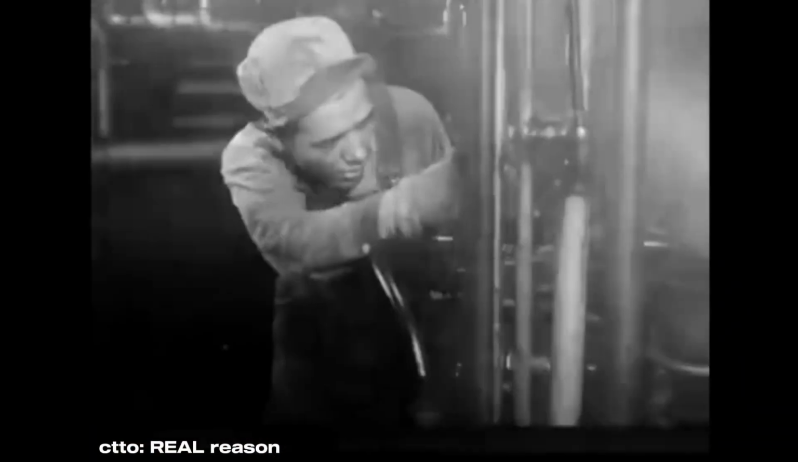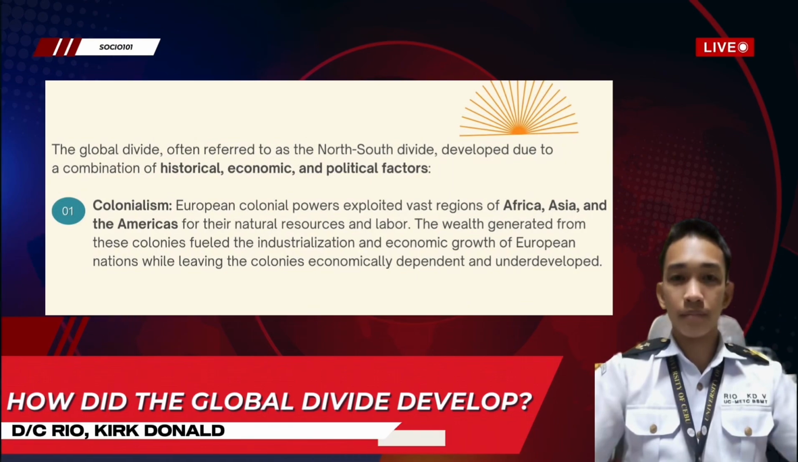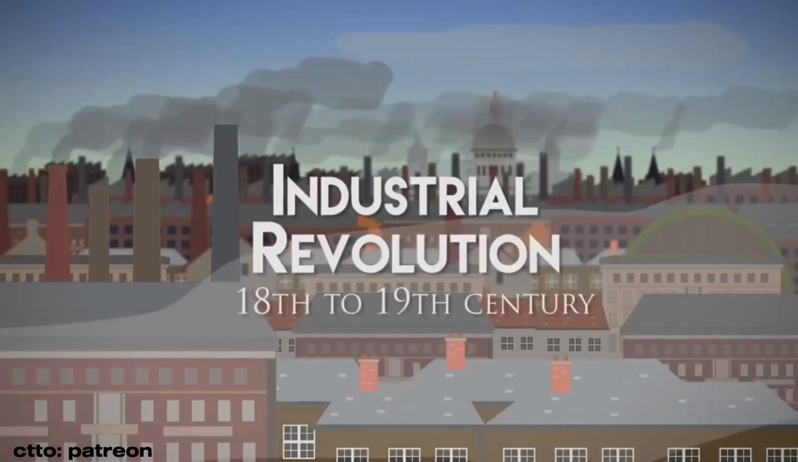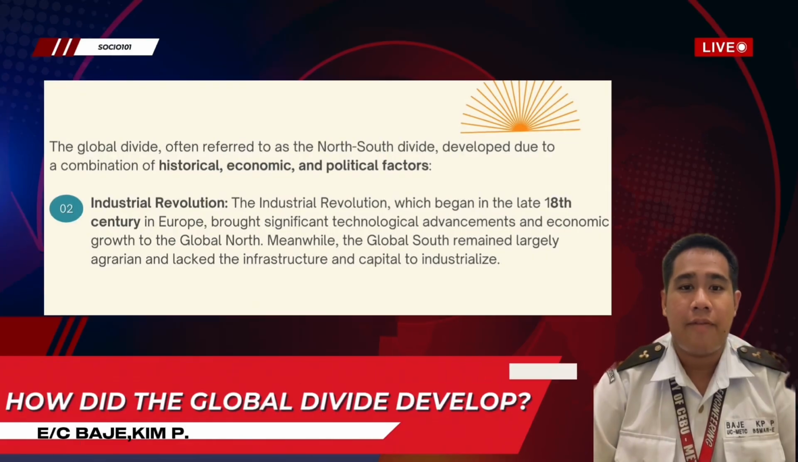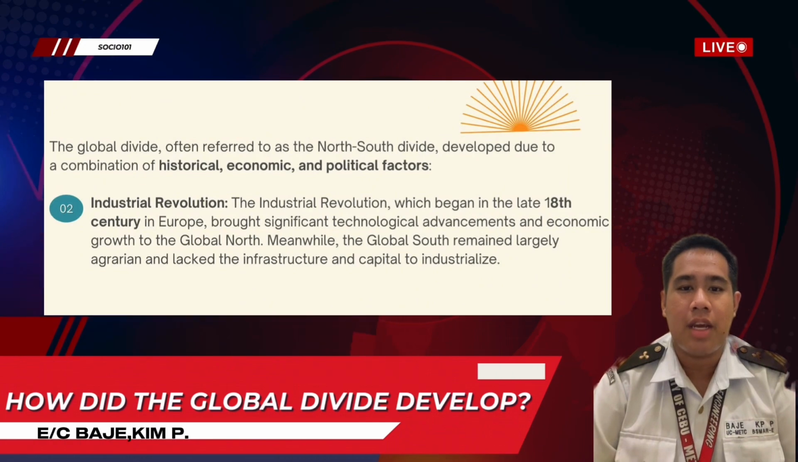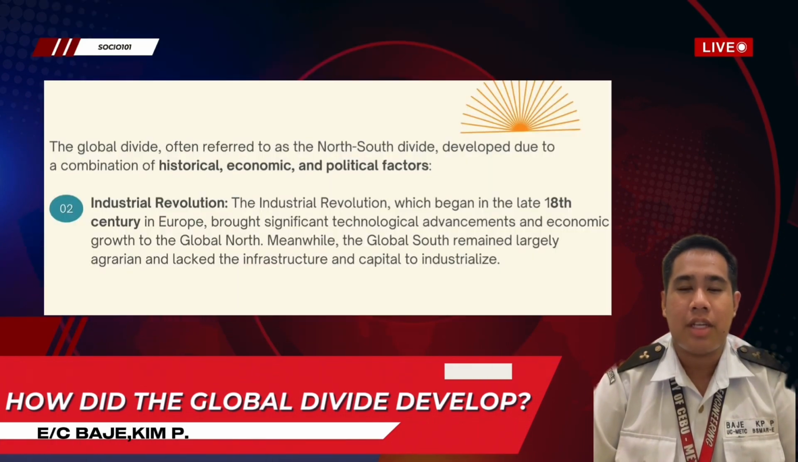The British imposed high taxes on Indian goods and implemented policies that favored British products, hindering India's economic development. Industrial Revolution. The Industrial Revolution, which began in the late 18th century in Europe, brought significant technological advancement and economic growth to the global north. Meanwhile, the global south remained largely agrarian and lacked the infrastructure and capital to industrialize.